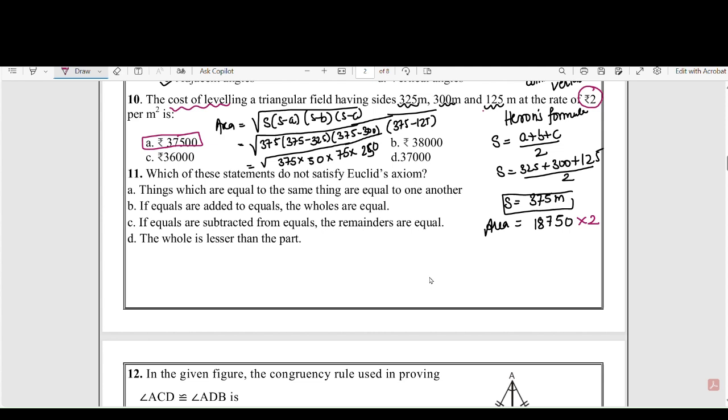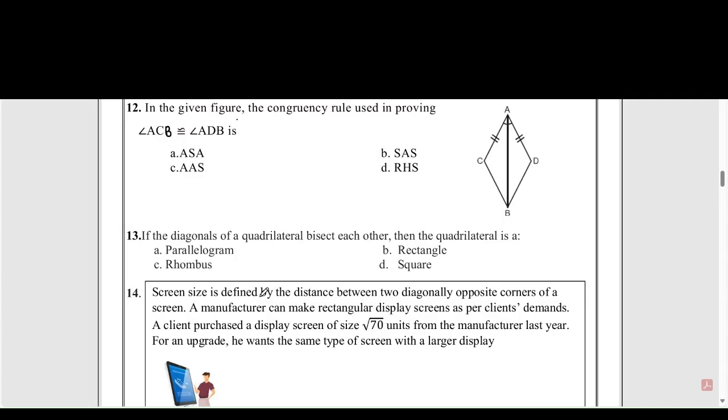Next, which of the following statements do not satisfy? Things which are equal to one another. This is correct. If equals are added to equals, the wholes are equal. This is also correct. If equals are subtracted from equals, remainders are equal. This is also correct. The whole is lesser than the part. This is incorrect. What is the correct version? Greater than the part. Okay, so this one is.